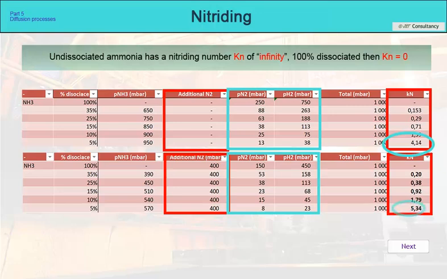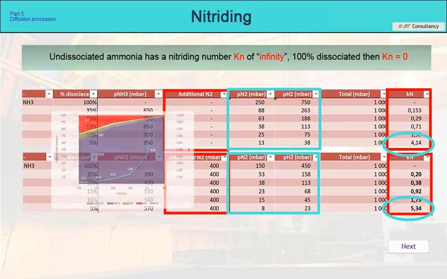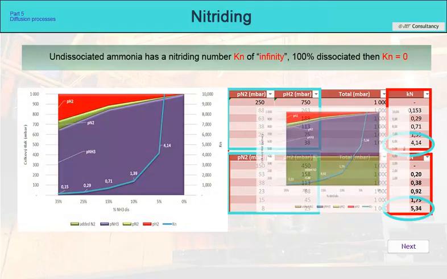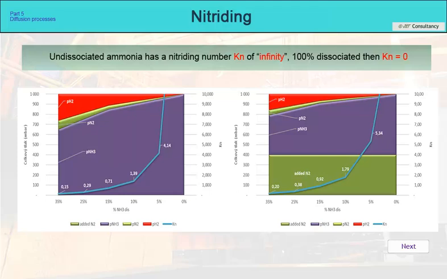The effect is quite the opposite. The nitriding number rises, does not decrease. And at a dissociation of 5%, it is 5.34, higher than in the previous variant with 100% ammonia. This is due to the fact that hydrogen in the atmosphere has decreased and has been replaced by nitrogen.